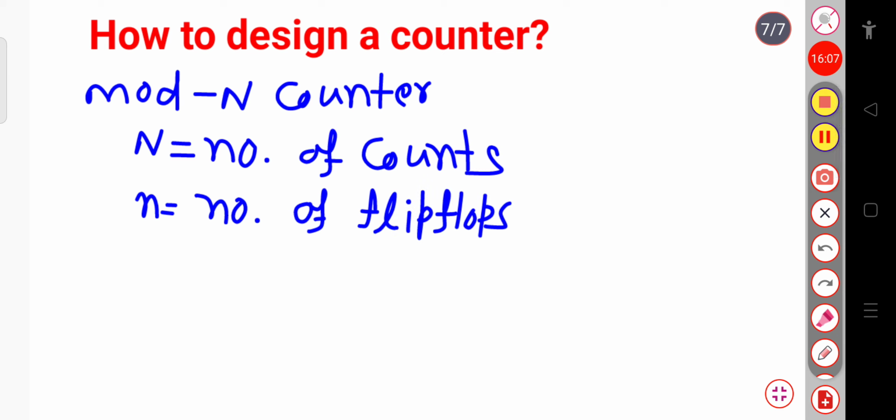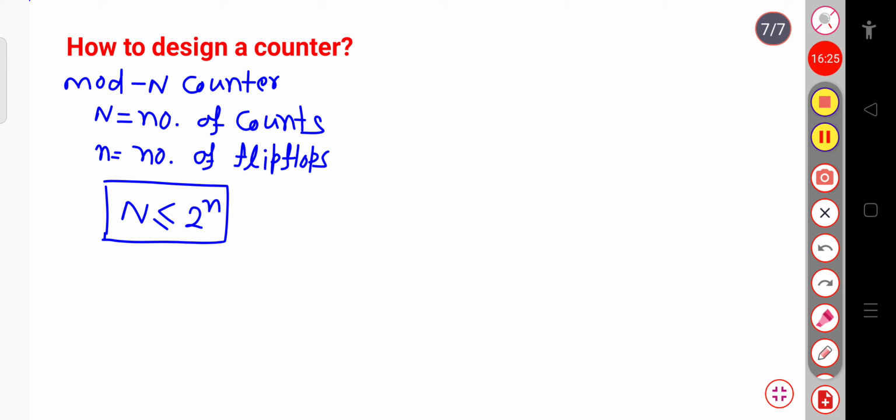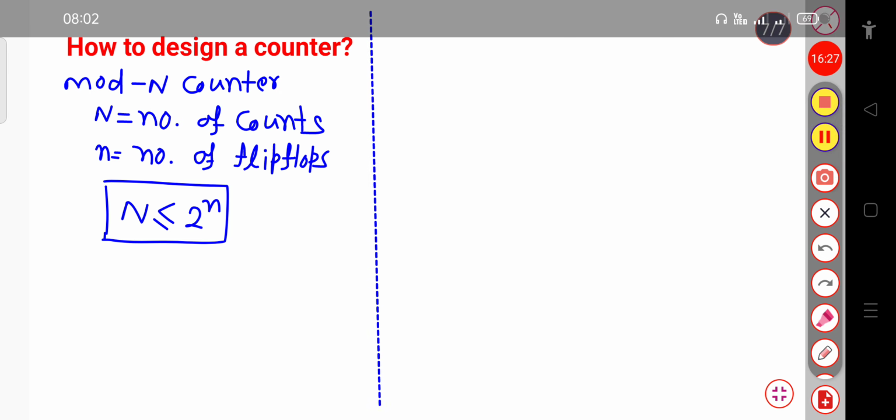And to design a counter, you should remember that this N value, that is the number of counts, should be less than or equal to 2 power n. This is the most important relation while designing a counter. N should be less than or equal to 2 power n. So what do you mean by this?